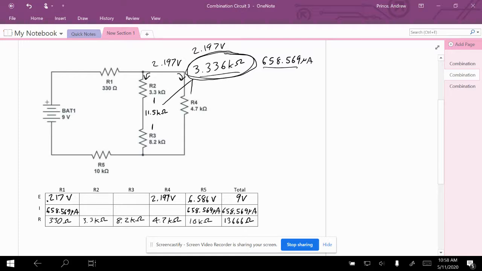Now the 2.197 going down toward R2 and R3 is going to have two voltage drops across those resistors, so we can't write that value in there. We're going to have to do some other math to find the current and then divide those. But first, let's go back to R4. We have enough information to solve for the current. If we take 2.197 volts and divide it by 4,700 ohms, we get 467.447 microamps.